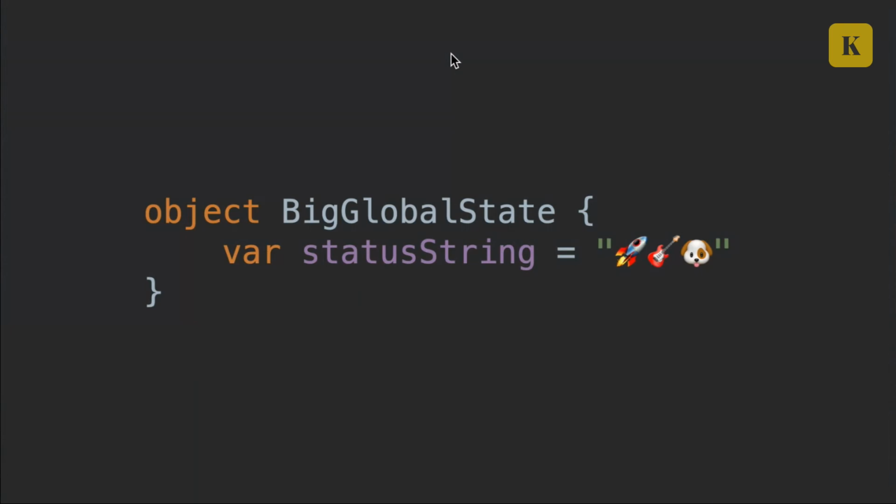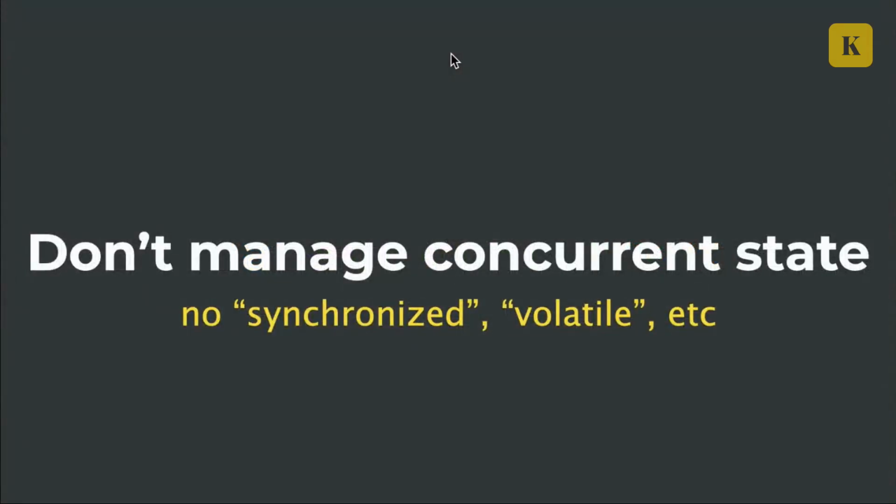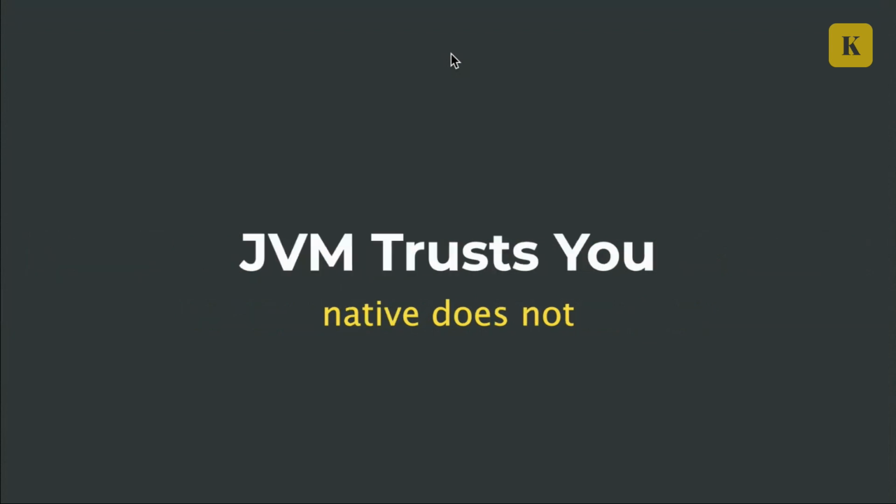I think we all kind of know the danger of unrestricted concurrency. So in Kotlin Native, you don't do things like synchronized or volatile. You're not really directly managing concurrency, which is not entirely true because you're going to do atomics and some other stuff. But that's the gist. And the reason is the JVM trusts you that you're going to make good choices, and Native essentially does not. And again, it's not just you, it's as your team grows and things get crazy, right?